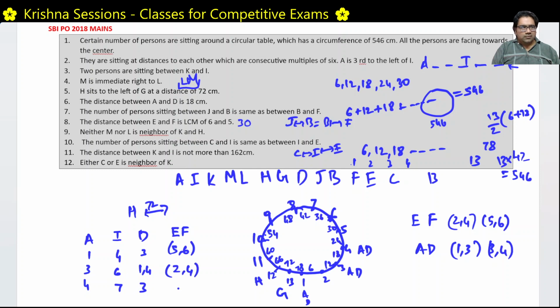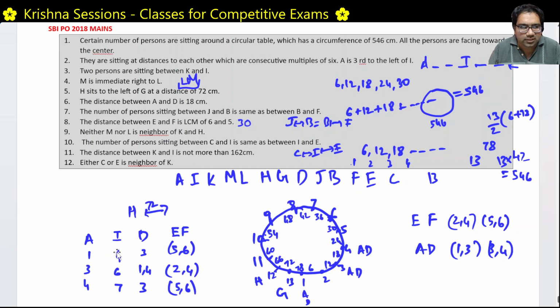Right. Here, A itself is sitting at 4. So the 2, 4 option is not there. Again at 5, 6 only. Right. So we have only three options for A. A can either sit here or here or here. 1, 3 or 4. Right.